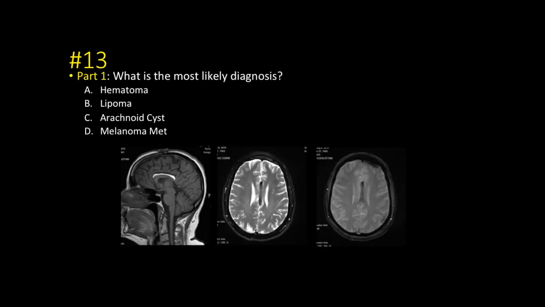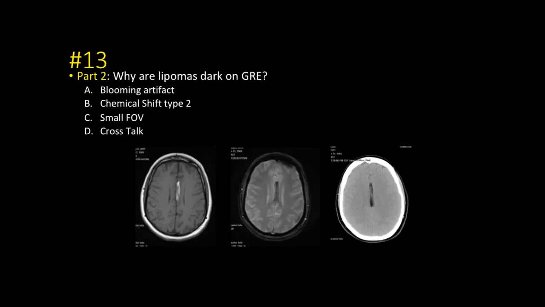Question 13, part 1, what is the most likely diagnosis? We have this fatty lesion, pericallosal, with fat suppression on the T2 fat suppressed image and low signal on the gradient echo image. It's a lipoma, pericallosal lipoma. Part 2, so why is the lipoma dark on GRE? Well, it's from chemical shift type 2, not blooming artifact. That's associated with cavernous malformations.